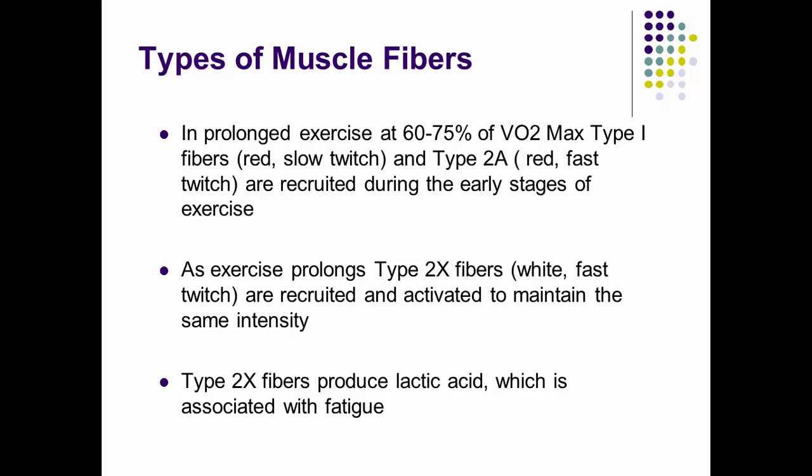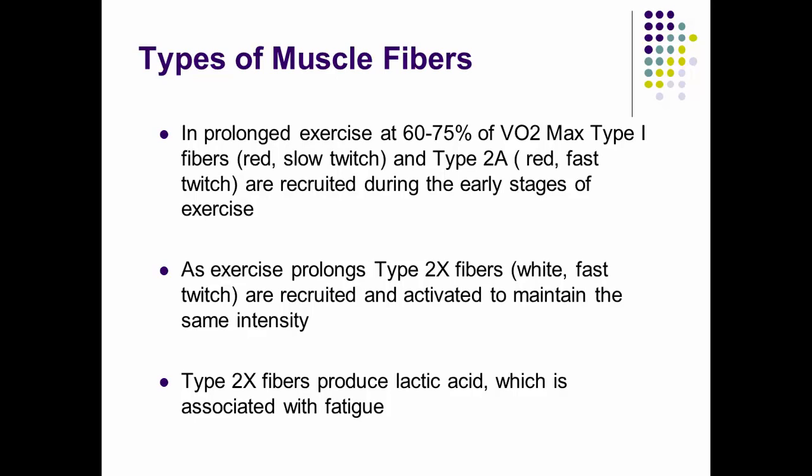All right. So in long-term exercise at 60-75% of VO2 max, this is a kind of exercise intensity we're going to talk about a couple slides later, right? It means that at these levels of intensity in long-term exercise, the type 1 and type 2A fibers are first recruited during the early stage of exercise, right?